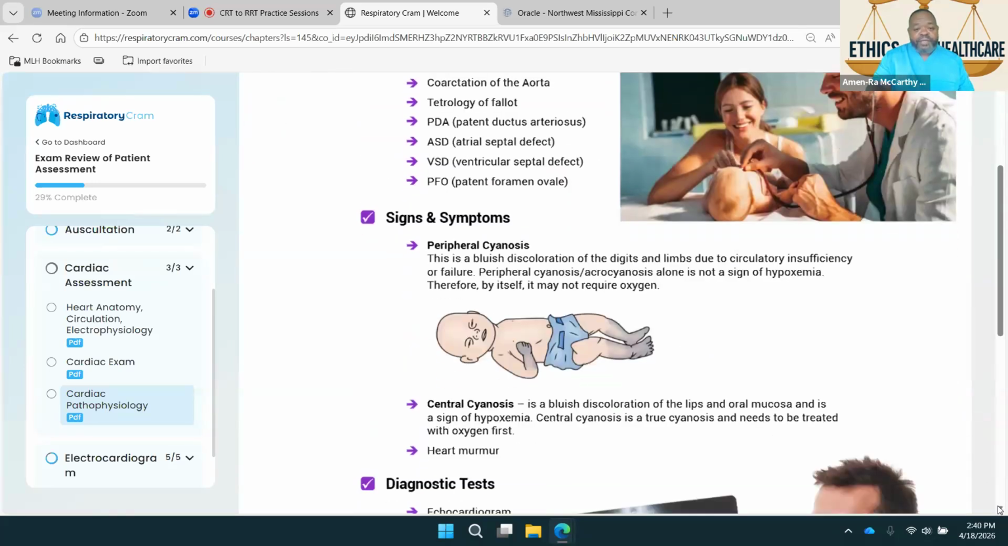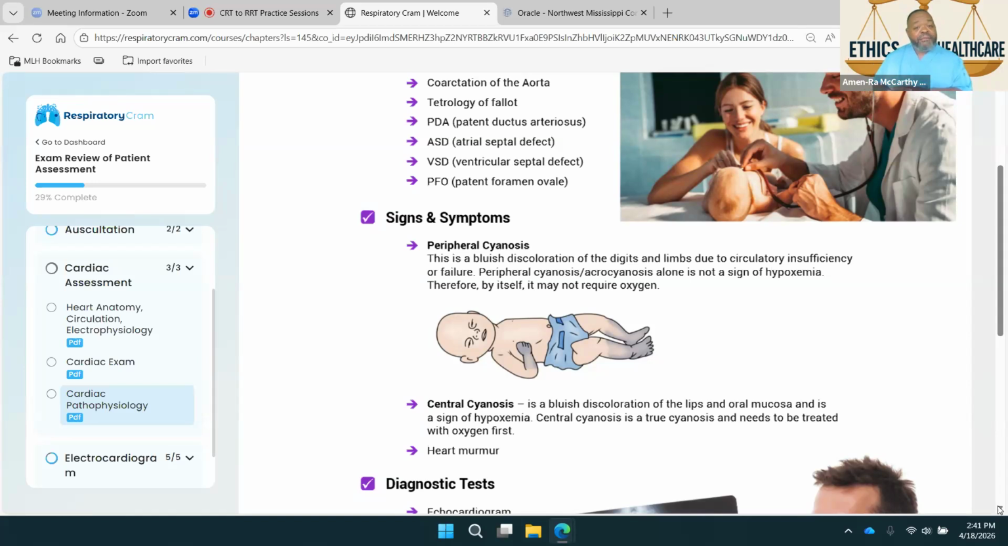Signs and symptoms, look at this baby. Peripheral cyanosis. This is bluish discoloration of the digits and limbs due to circulatory insufficiency or failure. Peripheral cyanosis, or acrocyanosis, we talked about that last class. Alone, it is not a sign of hypoxia. Don't forget that. Peripheral cyanosis or acrocyanosis does not necessarily mean they're hypoxic. That's blue hands, blue feet.